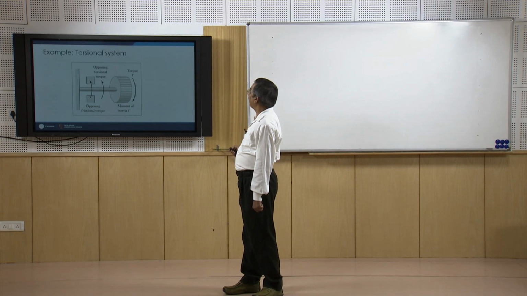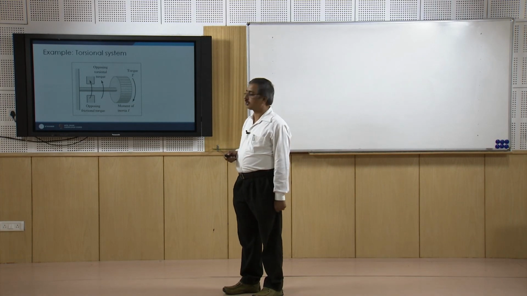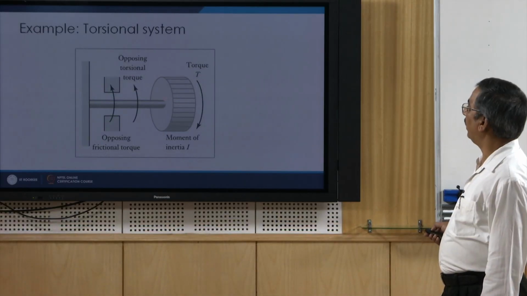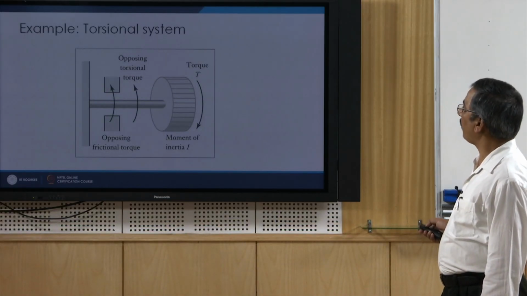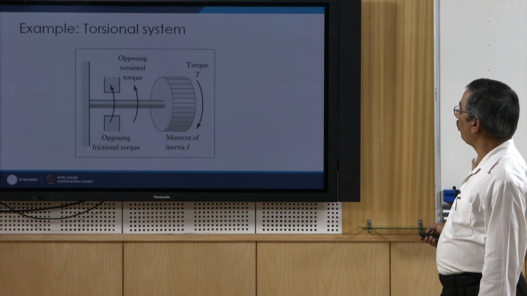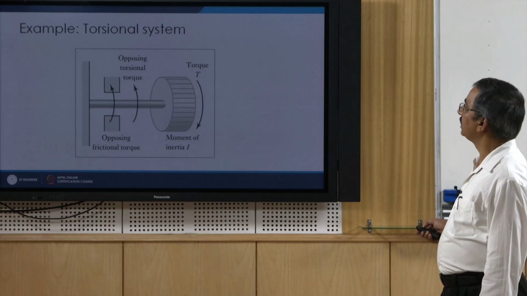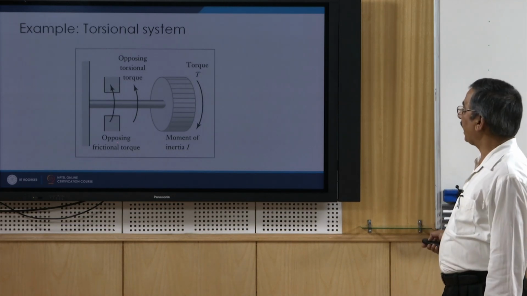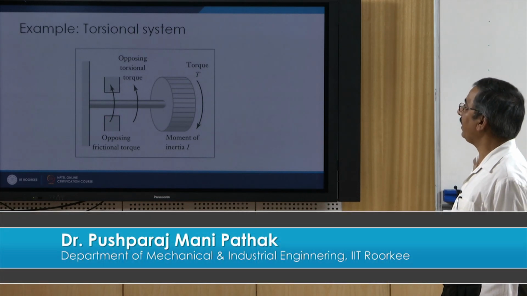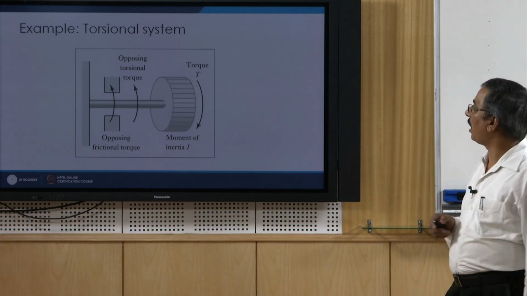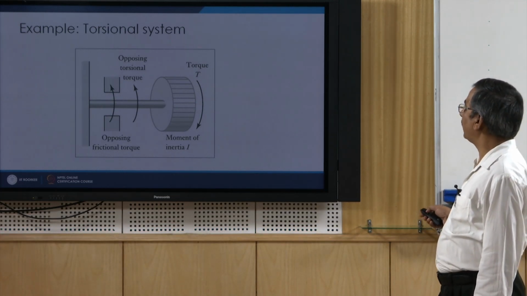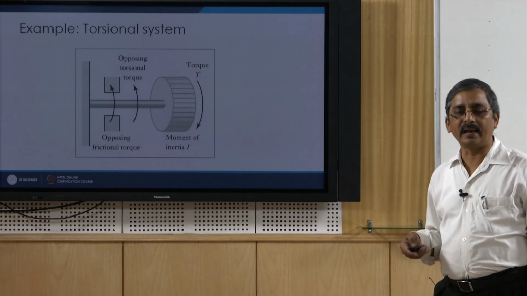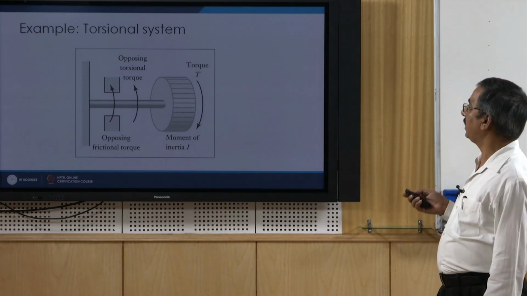Similarly, we can analyze a torsional system also. So, we can have, say, a disc with a shaft here, and suppose a certain torque is being applied here, then we can have the opposing frictional torque and the opposing torsional torque here, which correspond to the torsional damping and to the torsional stiffness of the shaft. And then we can write the system equation and analyze the system in the similar way as we have seen.